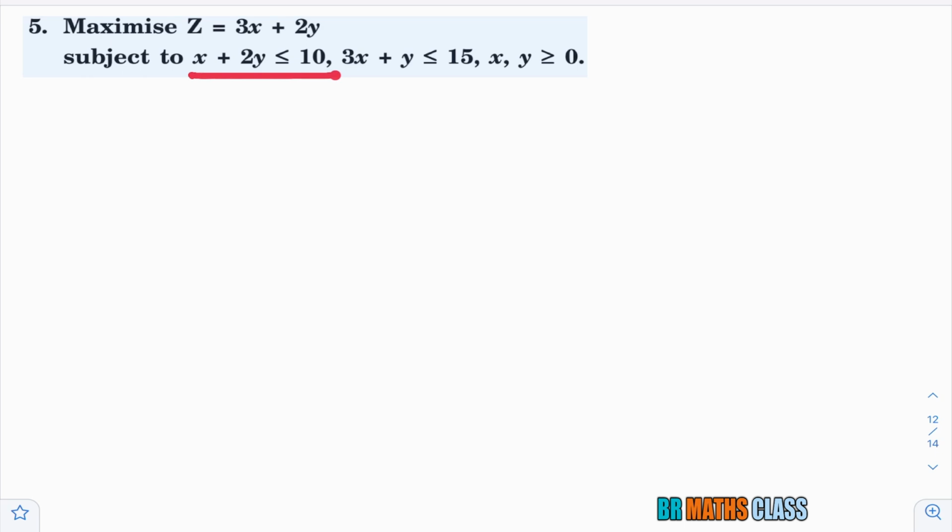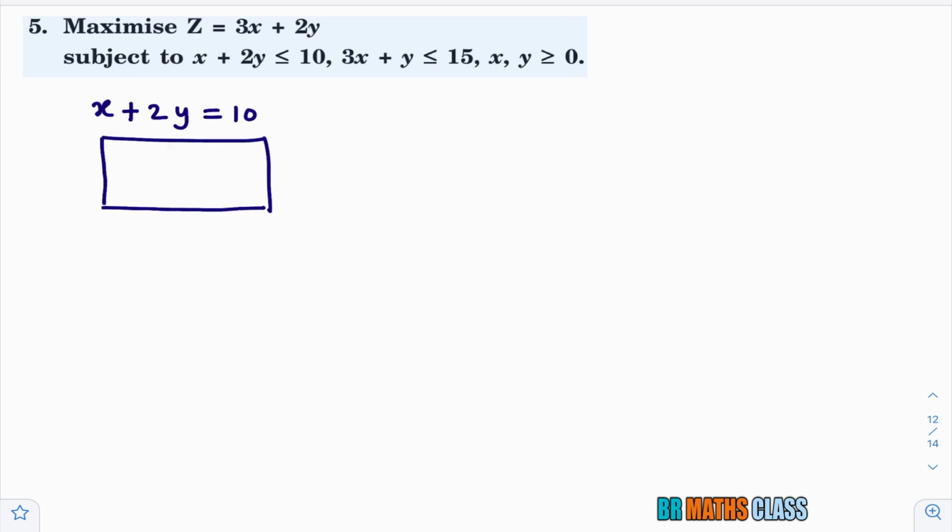First, I'll graph this constraint x plus 2y less than or equal to 10. Graphing x plus 2y less than or equal to 10 is nothing but finding the values of x and y which satisfy this inequality. So, to graph this inequality, first we need to draw the line x plus 2y equal to 10. To draw this line, we need 2 points on this line. To find 2 points, we'll consider a table like this. One y coordinate is 0, one x coordinate is 0.